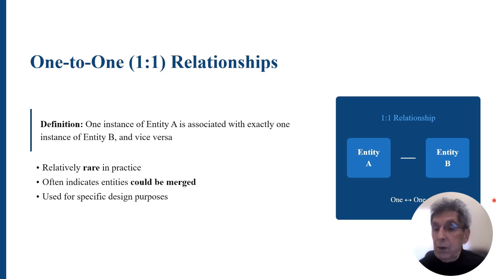Often, one-to-one relationships indicate that two entities could be combined, but not always. There are sometimes valid reasons to keep them separate, which we'll discuss later. Visually, a one-to-one relationship shows a single line, or 1, on both ends of the relationship line. In crow's foot notation, you'll see vertical bars on both ends.